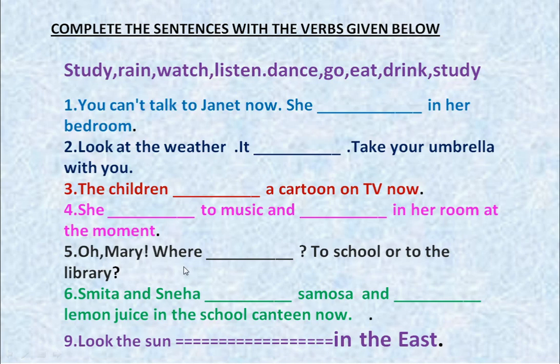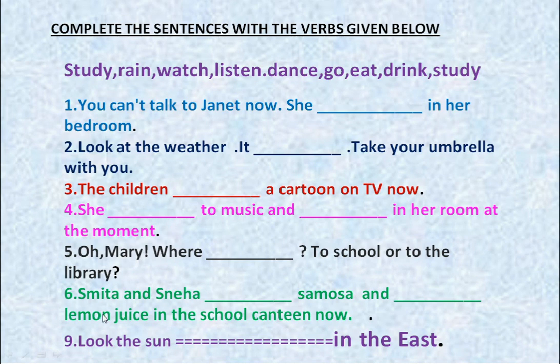Oh Mary, where do you go, school or to the library? Oh Mary, where are you going? Where are you going? So going, go. Mary, the action is going on at the present time of speaking here. Oh Mary means Mary is present at the time of speaking. Therefore, this indicates that this sentence will be in present progressive tense. This is a wh question. So where are you going?